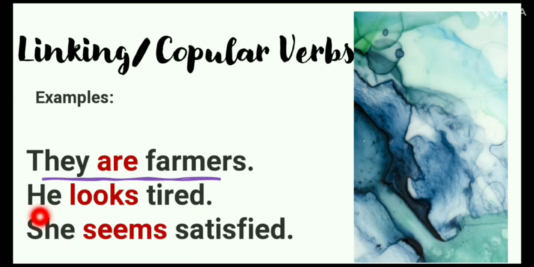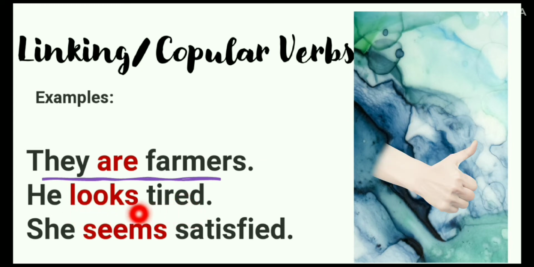Examples. They are farmers. Are is the linking verb over here, connecting they to farmers. Second example, he looks tired. Again, looks is a linking verb telling tired to he, or telling some information about he. Next is, she seems satisfied. Now again, seems is a linking verb connecting she to satisfied.